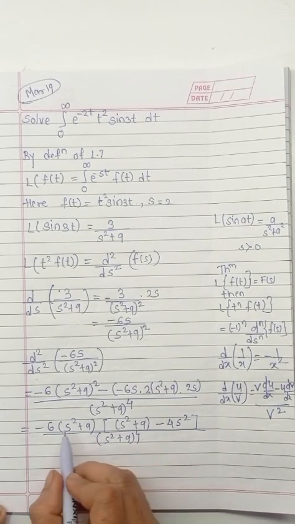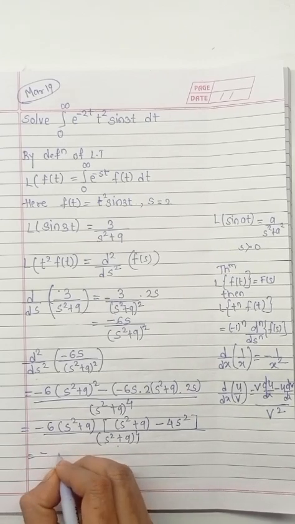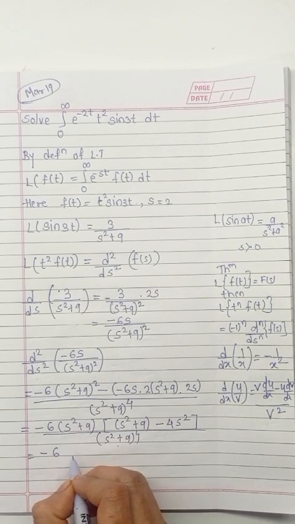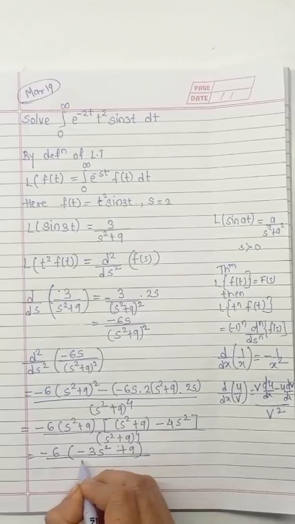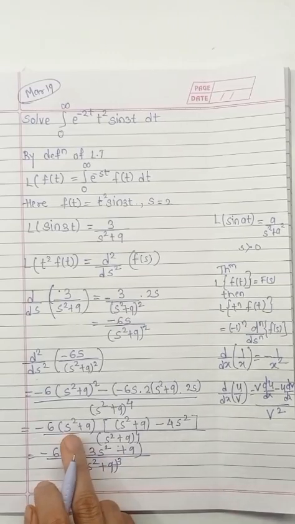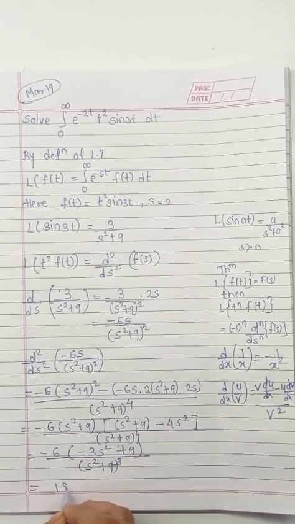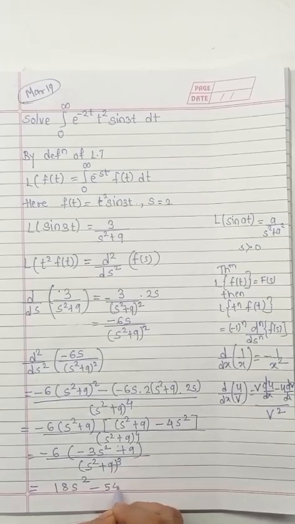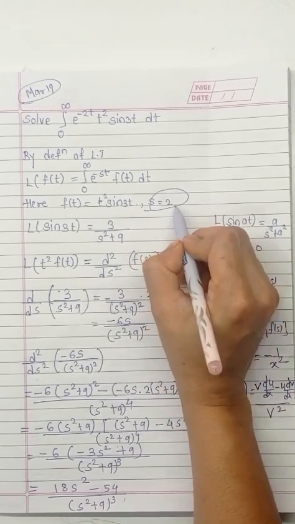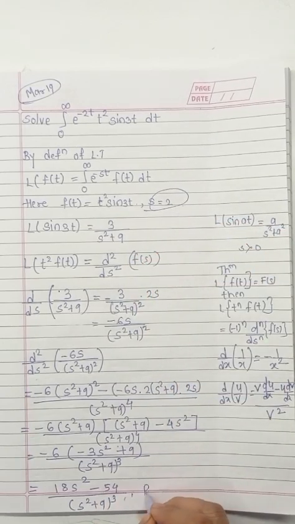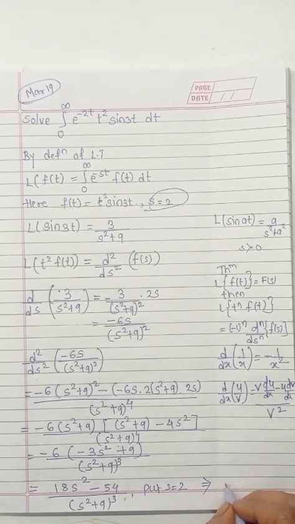Simplifying further, s square plus 9 gets cancelled with this term. So you have minus 6 into the bracket minus 3s square plus 9, the whole divided by s square plus 9 whole cube. Cancelling these two terms and simplifying this bracket, you get this expression, which is 18 s square minus 54 divided by s square plus 9 whole cube. As you know, the value of s is 2, so substituting s equals 2 here, you get the value.